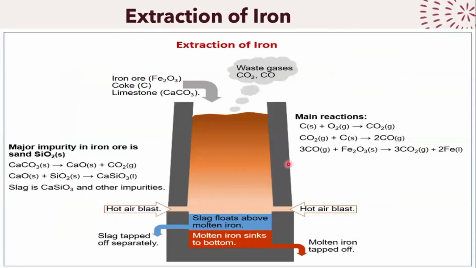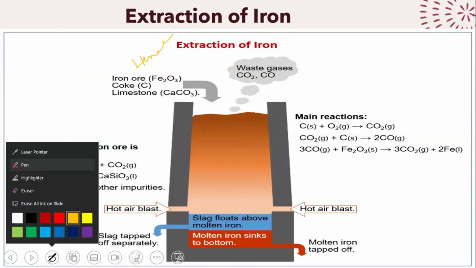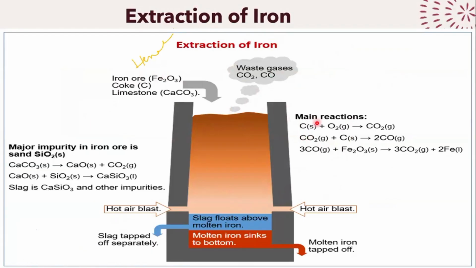Okay, now you guys need to know the steps for the extraction of iron. These are reactions that I highly advise that you guys go ahead and learn. Just to quickly summarize, we are going to add iron ore. Iron ore is hematite. We will add some coke and we will add some limestone. In the process, carbon will react with oxygen to give you carbon dioxide. This is the combustion reaction.